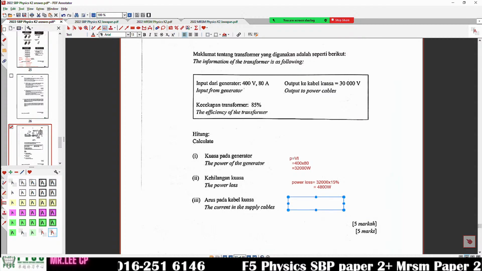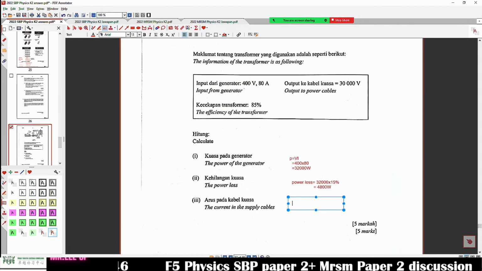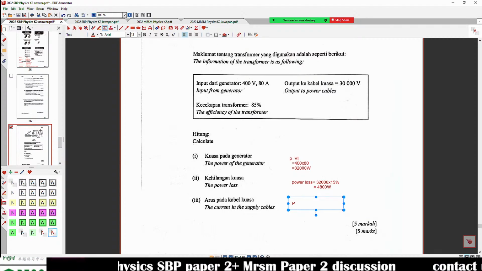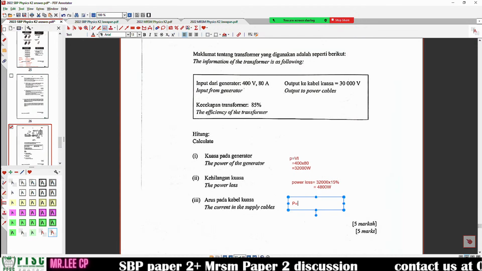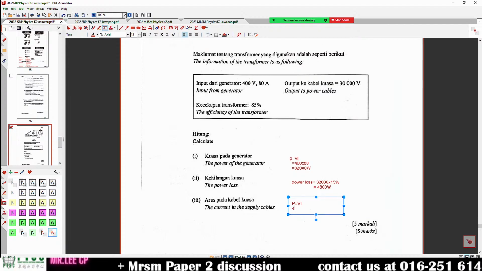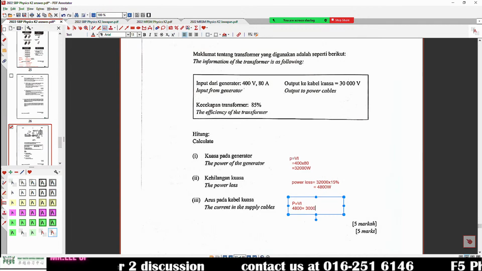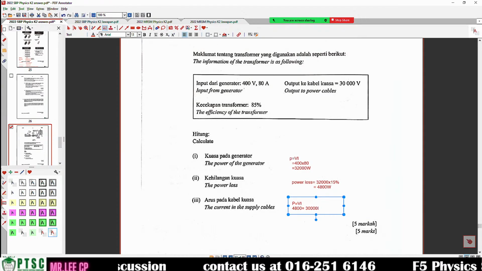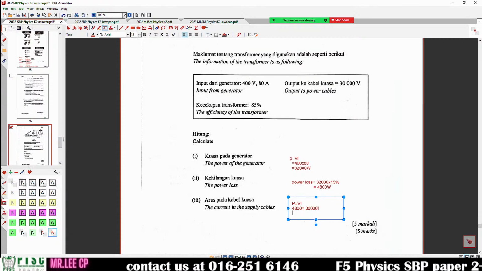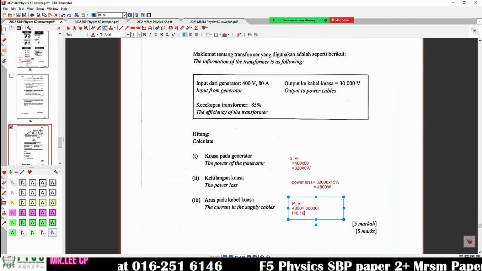So now the current output, the current at the supply cable, the output cable. P equals VI. P is 4,800, V is 30,000, and I don't know, so I can divide by 30,000. I get 0.16. I equals 0.16 ampere.